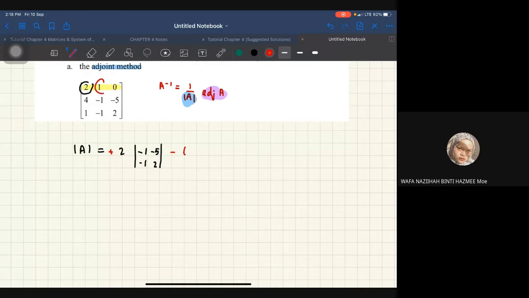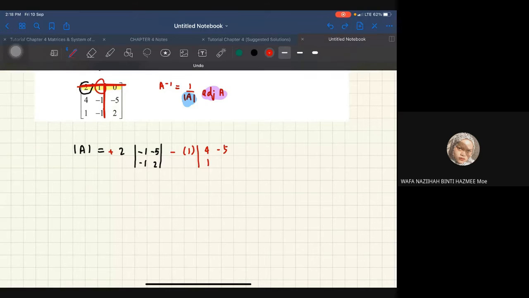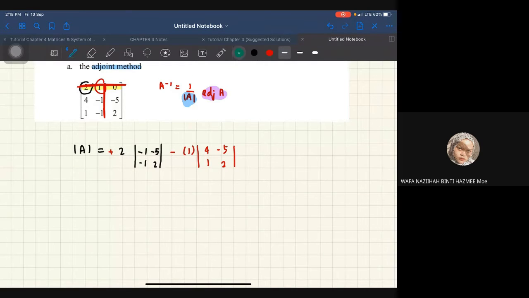Okay, and then you eliminate this row and this column. So you are left only with 4, negative 5, 1, 2. Okay, so lastly adalah tambah, and then kat situ nombor dia adalah kosong. So tak perlu pun tulis, this one adalah 0. So just plus 0 over there.